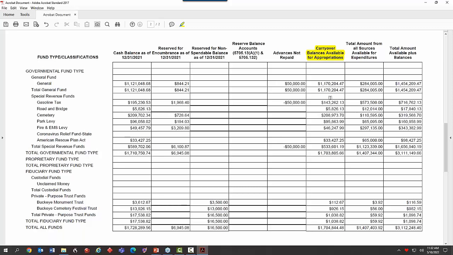Now, if you're at a small entity and you don't have any carryover encumbrance, non-spendable balances, or unpaid advances, your cash balance column is going to be the same as your carryover balances available for appropriation. So this becomes your unencumbered fund balance, the first column of numbers on your amended certificate. So this document is going to give the county the numbers they need.